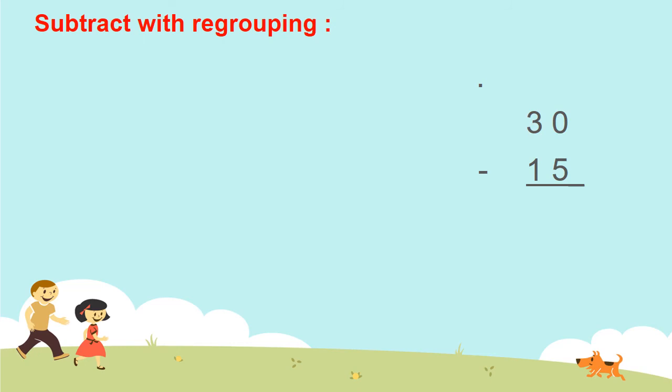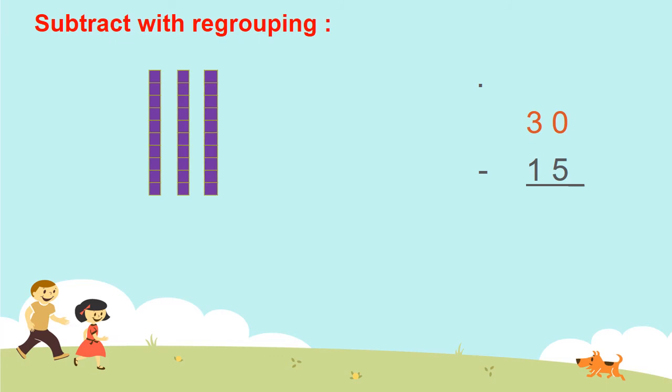Now I want you to help me do this one, primary 2. Now I have 30. I'm going to take away 15. What's my first step? Represent the 30. How do I represent this 30? 3 tens. How many ones? We don't have any ones. Okay, so I represented the 30.